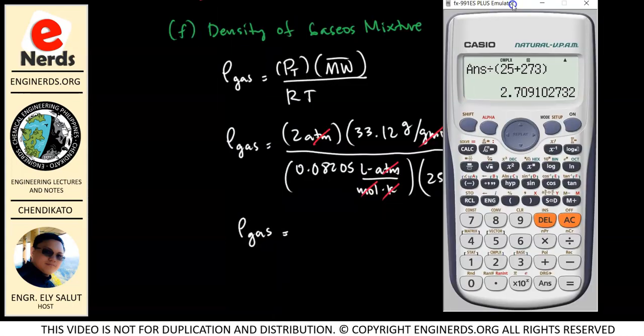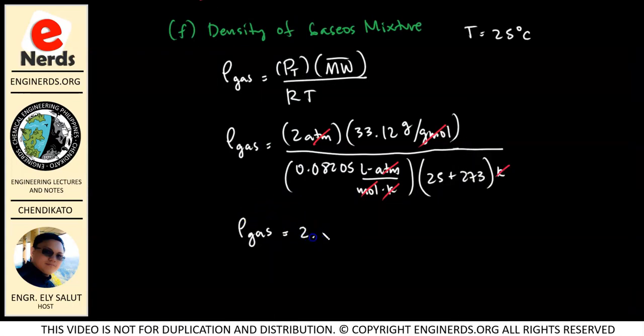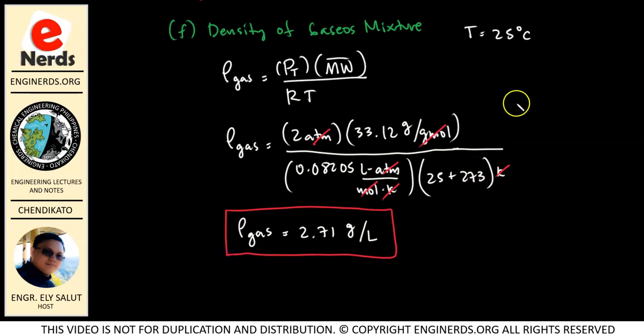So, therefore, ang density ng ating gas is 2.71 grams per liter. Okay, so ito na yung answer natin. This is the density of our gaseous mixture. Okay, so meron lang kulang sa ating given. It should have temperature. Kaya we just assumed now that it was mixed in the ambient temperature.